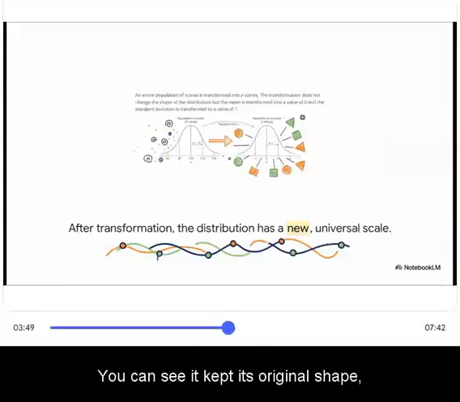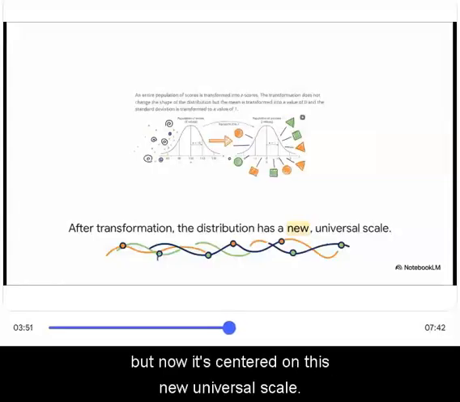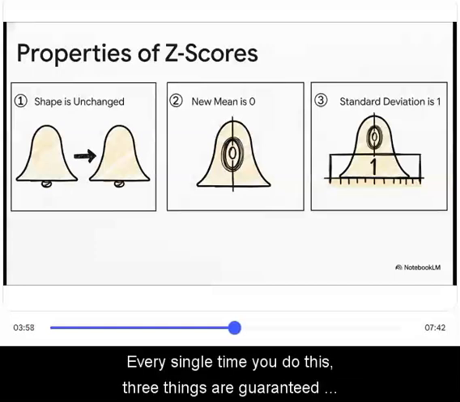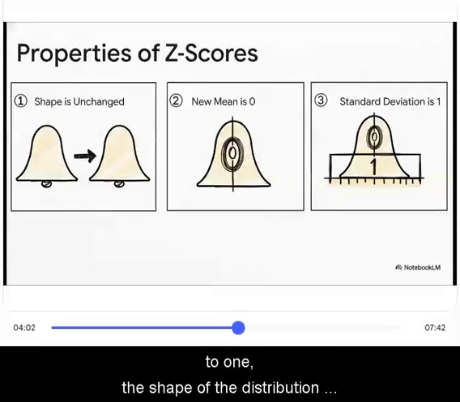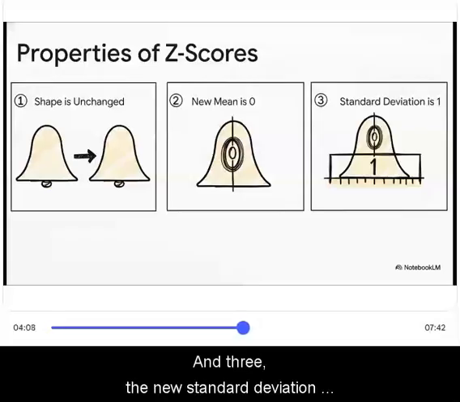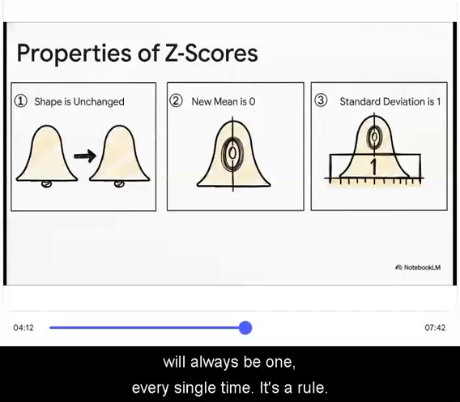You can see it kept its original shape, but now it's centered on this new universal scale. And this leads us to 3 golden rules. Every single time you do this, 3 things are guaranteed to happen. 1, the shape of the distribution stays exactly the same. 2, the new mean will always be 0. And 3, the new standard deviation will always be 1. Every single time. It's a rule.